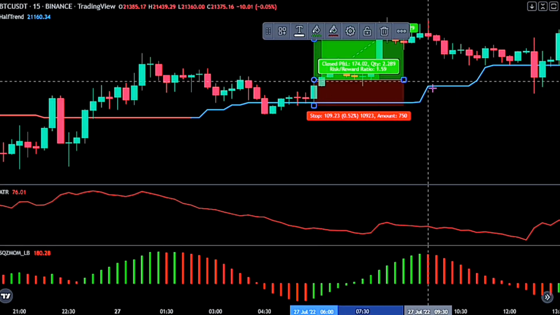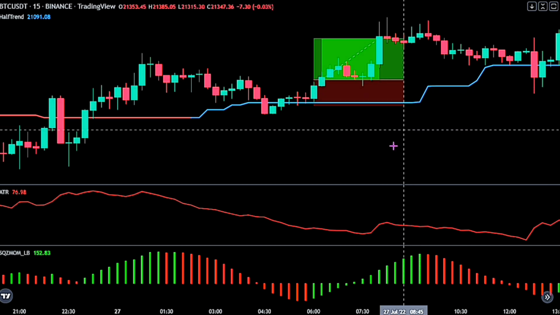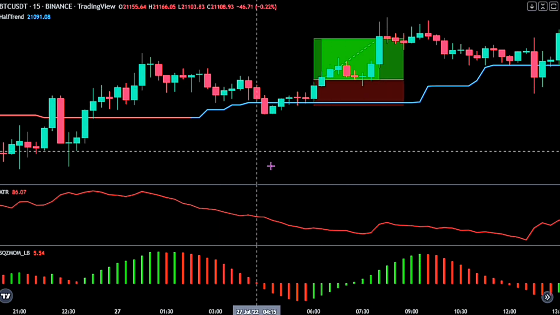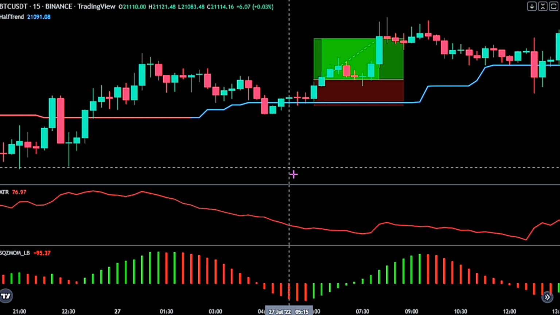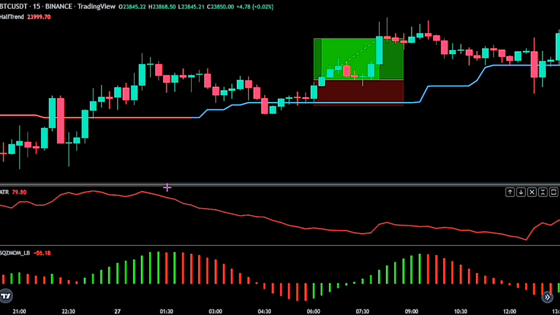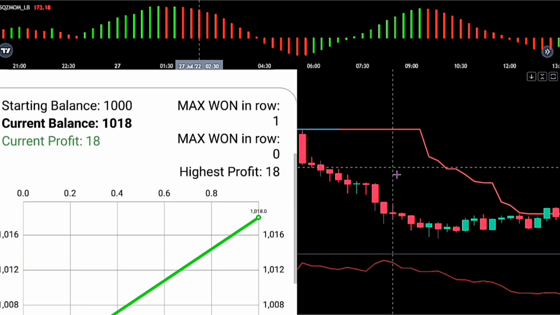Okay guys, let's go ahead and back test this strategy with our account size of $1,000, as the ATR is our indicator for stop loss, while the take profit is 1.8 times the risk. So let's jump right into it.